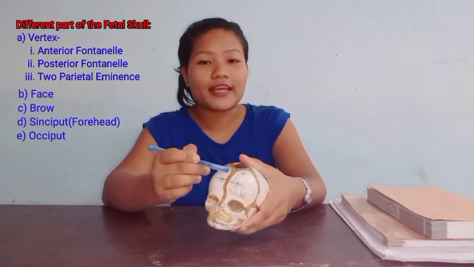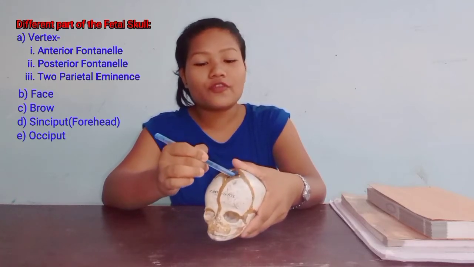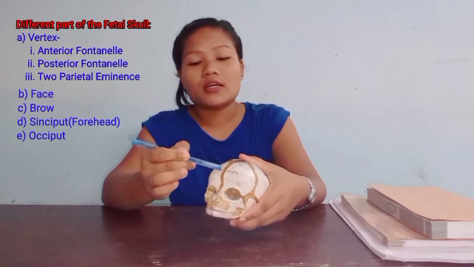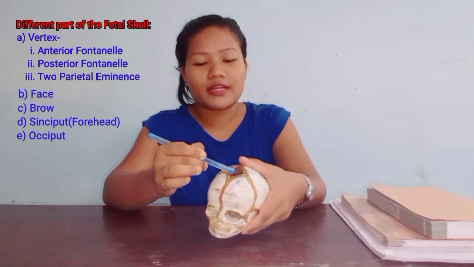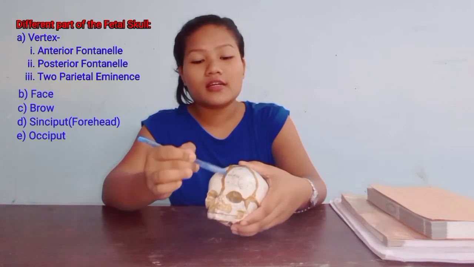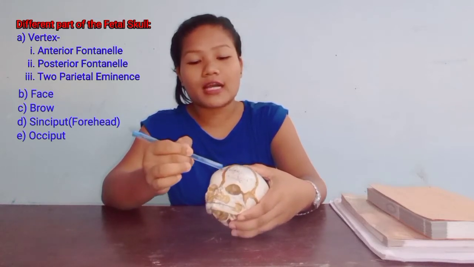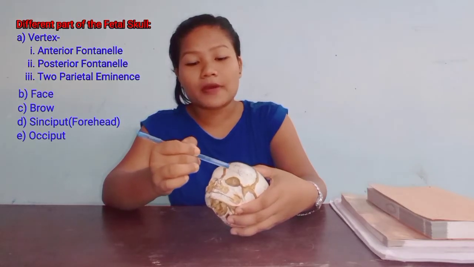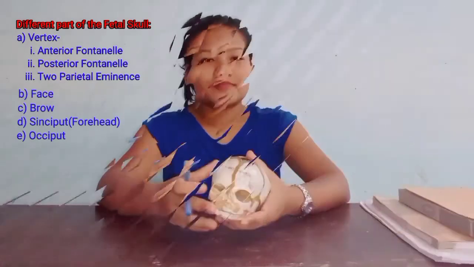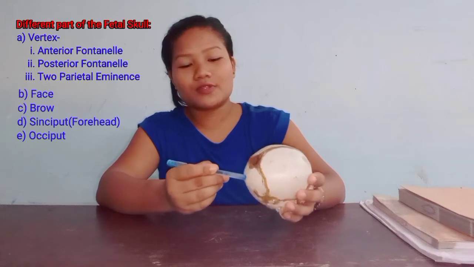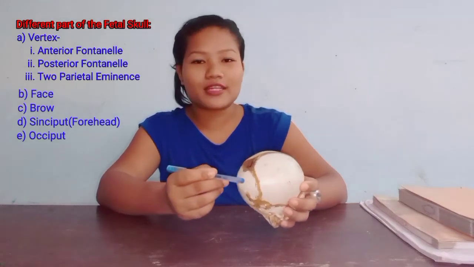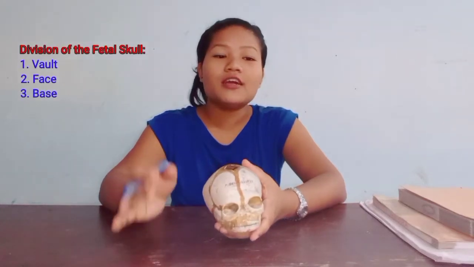Sinciput or forehead is from the anterior fontanelle to the upper part of the nasal bone here. This is the anterior fontanelle, and this one is the sinciput or forehead, up to the upper part of the nose, that is the nasal bone. Lastly, occiput. This one in the back of the fetus skull, you see there is a big bone. This one is occiput.